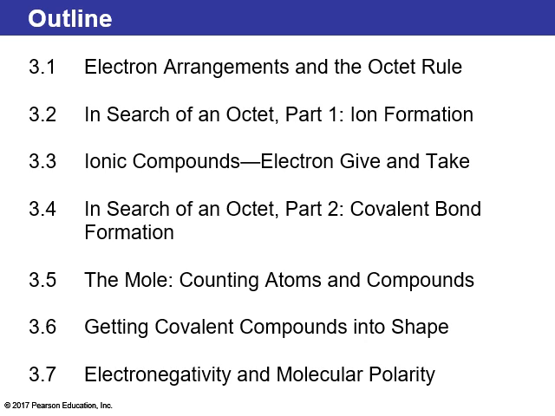And the next thing we'll talk about is how we predict the shape of molecules. In section 3.6, we'll talk about getting covalent compounds into shape. We'll look at Lewis structures and be able to predict what the shape of these things is, and that'll help us when we move on to biological molecules. If we can picture the shape of smaller molecules, then we'll be able to picture the shape of larger biological molecules such as protein and DNA and things along those lines.